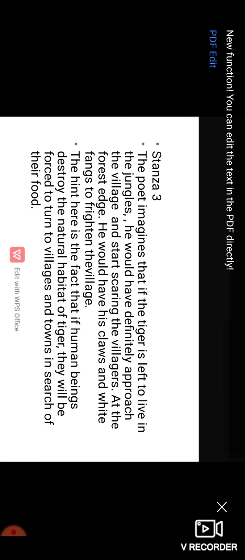The poet imagines if the tiger is left to live in the jungles, he would have definitely approached the village and started scaring the villagers at the forest edge. He would have used his claws and white fangs to frighten the village. The hint here is the fact that if human beings destroy the natural habitat of the tiger, they will be forced to turn to villages and towns in search of their food.